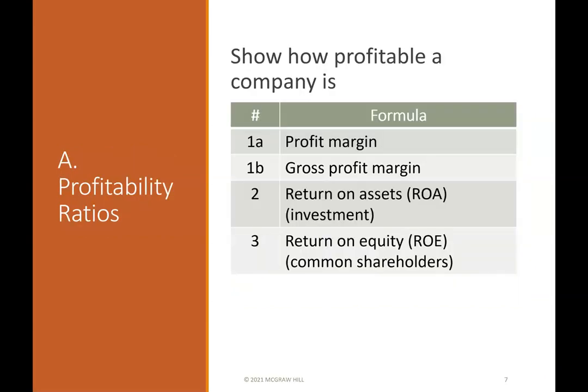A. Profitability ratios show how profitable a company is. 1A is profit margin. 1B is gross profit margin. Number 2 is return on assets, which is ROA, or return on investment, which is ROI. 3 is return on equity, ROE, for common shareholders.